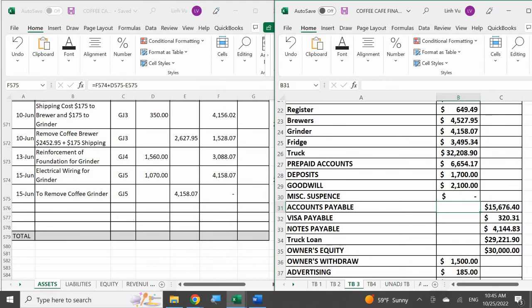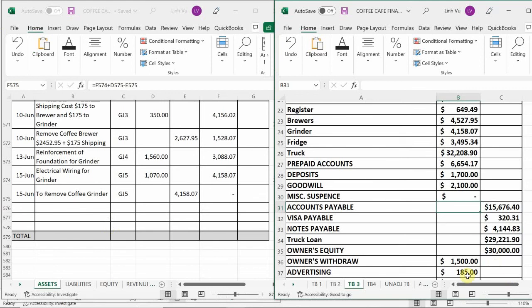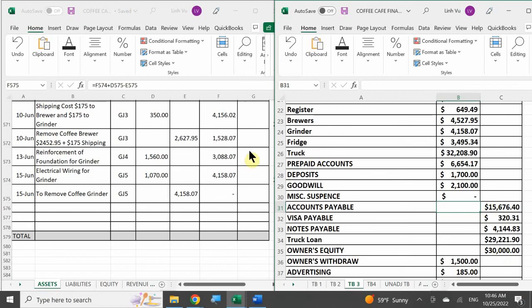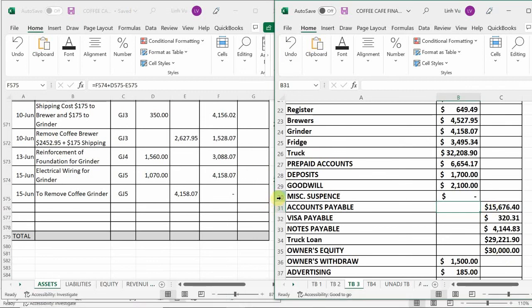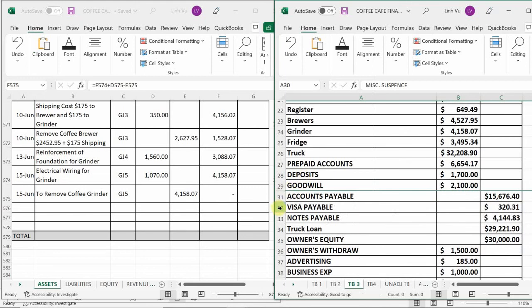That means nothing, right? It doesn't affect either or, right? So what you can do here is, I'm not going to delete this, okay? Because what if I have to use that miscellaneous suspense account one day again? So what I'm going to do is I'm going to click on that row number 30, right? Now it's highlighting that miscellaneous suspense. What I'm going to do is I'm going to right click it and I'm going to hide it. Then once I hide it, boom, it's not there anymore.